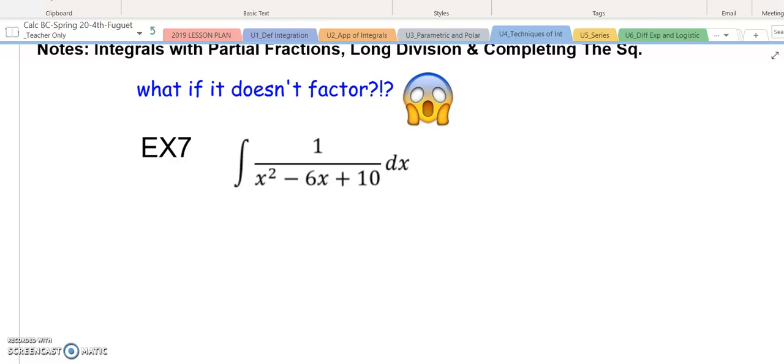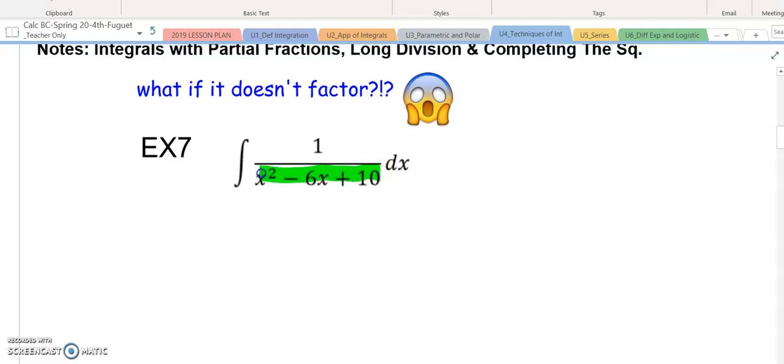completing the square. Now, if you need a rehash on completing the square and how it works, please check out a link below this YouTube video, as well as on the Canvas page if you need to refresh what completing the square exactly is.